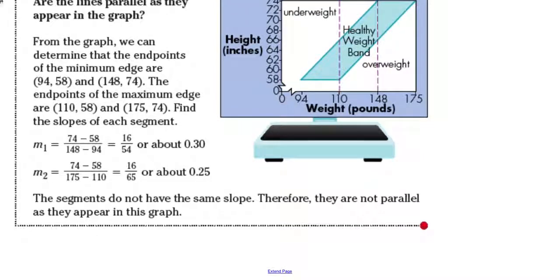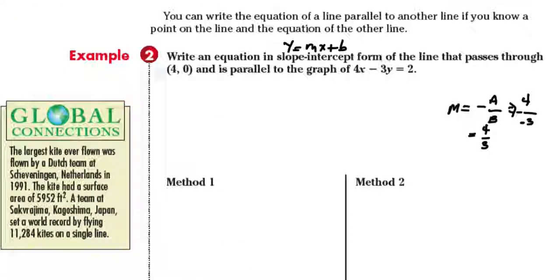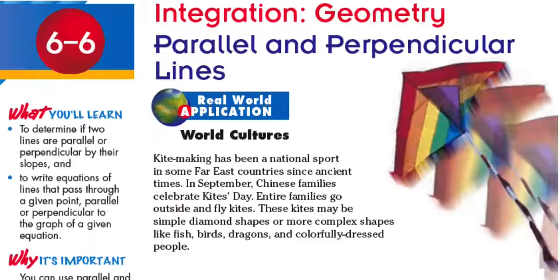Okay, let's take a look at example number 4. Refer to the application at the beginning of the lesson. We have seen that the slopes of parallel lines are equal. What is the relationship of the slopes of perpendicular lines? Remember, we talked about the kite. If we go back to the picture of the kite, this is how it looks right here.